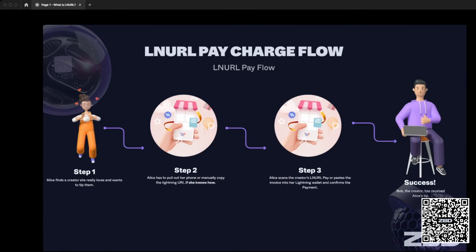This is the lnurl charge flow. So Alice finds a creator that she really loves and wants to tip them. So Alice has to pull out her phone or manually copy the Lightning URI if she knows how, and then Alice will actually scan or paste the static charge into her Lightning wallet and confirm the payment and success. Bob, the creator, has received Alice's tip. So it's quite a bit more simple and way less points of friction than the Bolt 11 invoice flow.